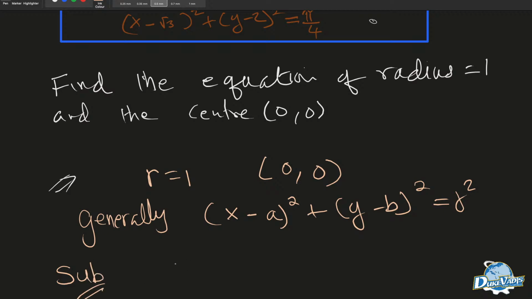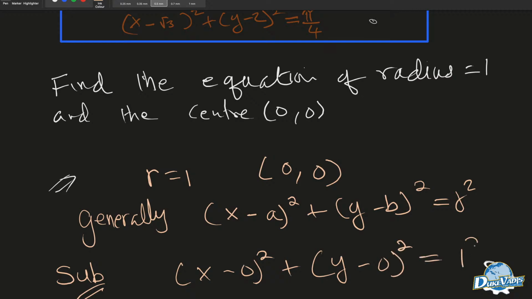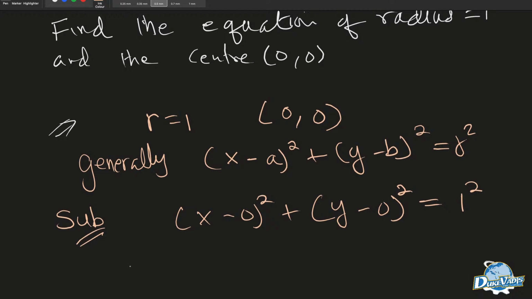If we do the substitution, this is going to be (x minus 0) squared plus (y minus 0) squared is equal to 1 squared. This implies that we have x squared plus y squared is equal to 1. So this is also an equation of a circle which has a center 0, 0 and a radius equal to 1.